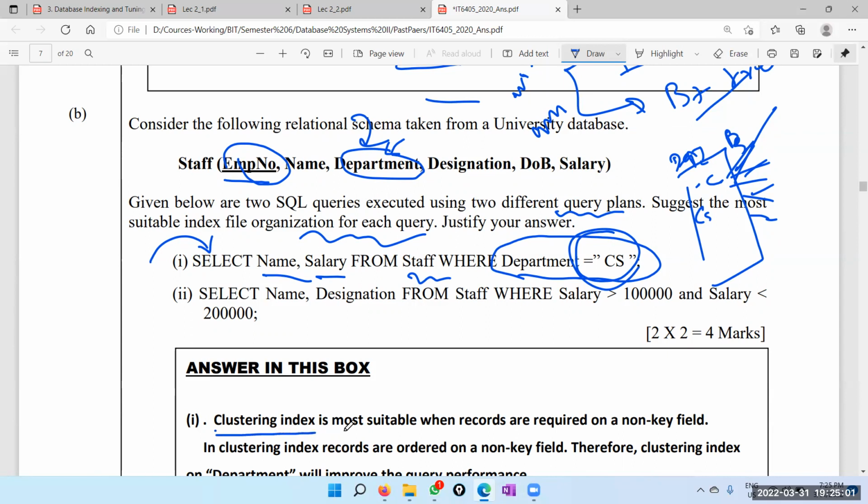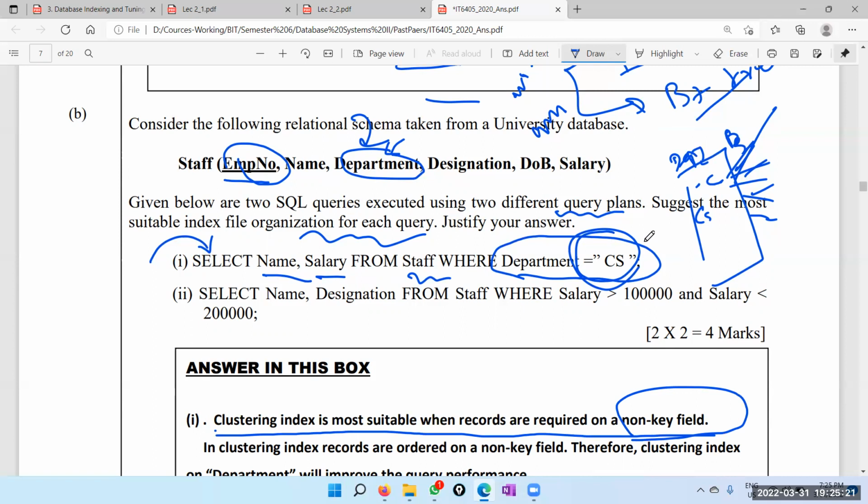Clustering index is more suitable when records are required on a non-key field. Because this is a non-key field, multiple values are there. Actually, I first thought we can go for a secondary index. Then I found that multiple values can be there. And if it is a secondary index, your records are here and there. So how can you link it?